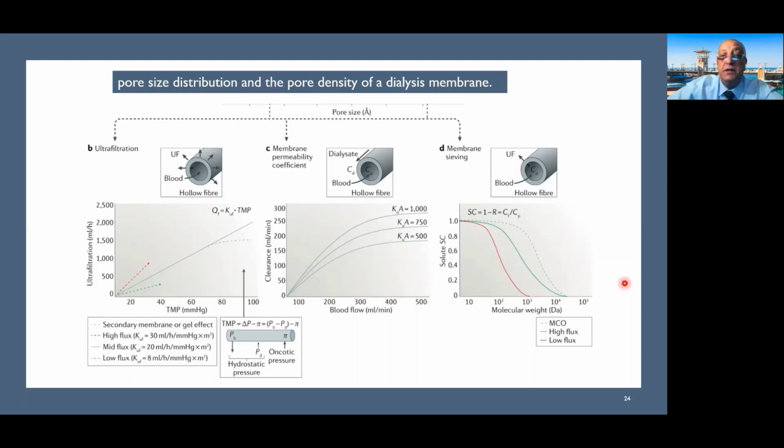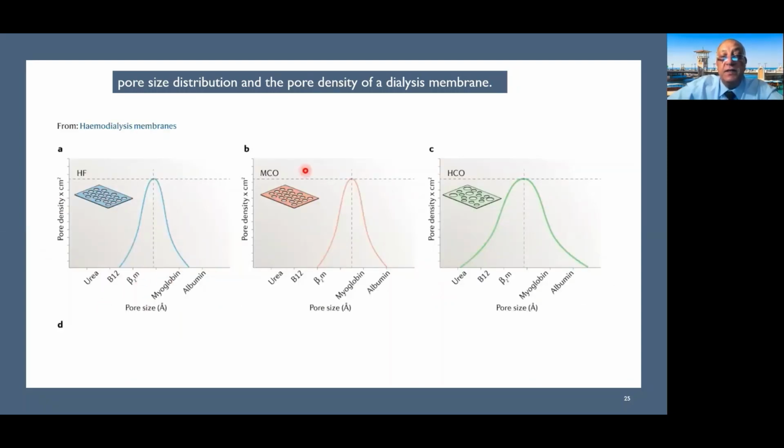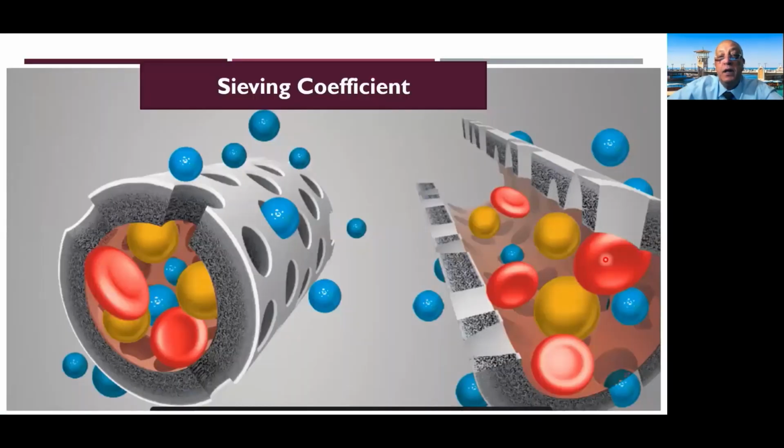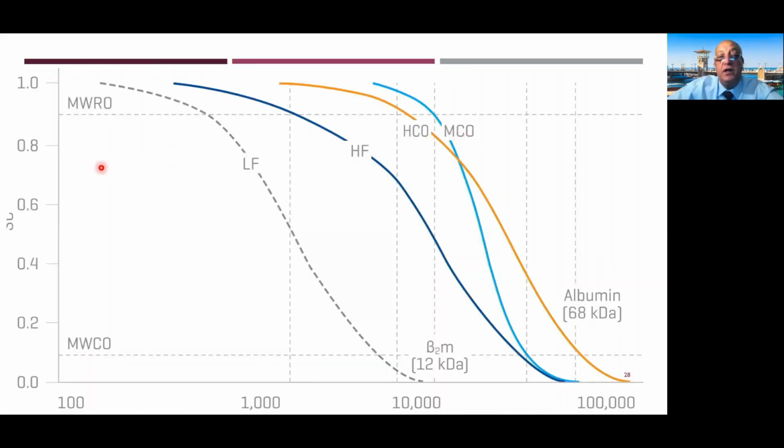We have three examples here: the high flux, the medium cutoff, and the high cutoff dialysis membrane. The difference between the three is the pore diameters in angstrom, while the high cutoff or medium cutoff have more protein leaking, meaning more albumin loss. So definitely higher sieving characteristics of both membranes mean higher albumin loss, depending on the type, maybe from 3 to 7 grams per session, depending on the type of the membrane. So the sieving coefficient should be identified for each type of dialysis membrane.